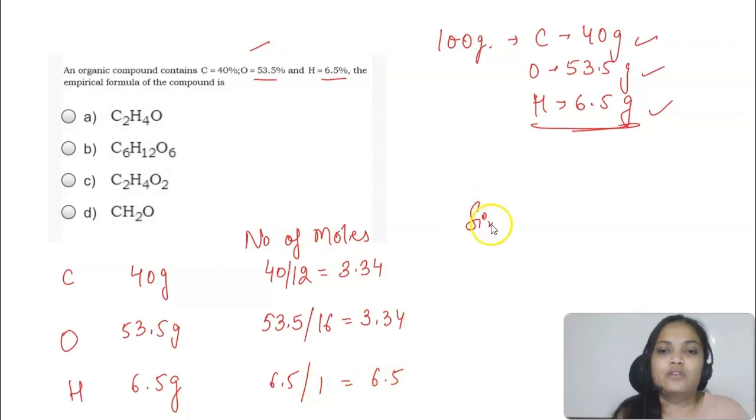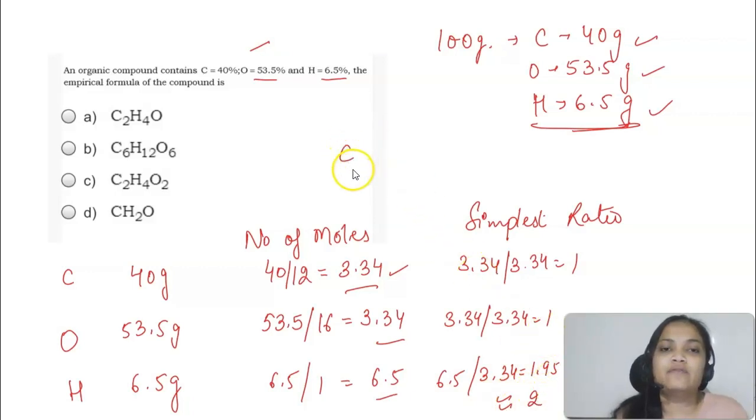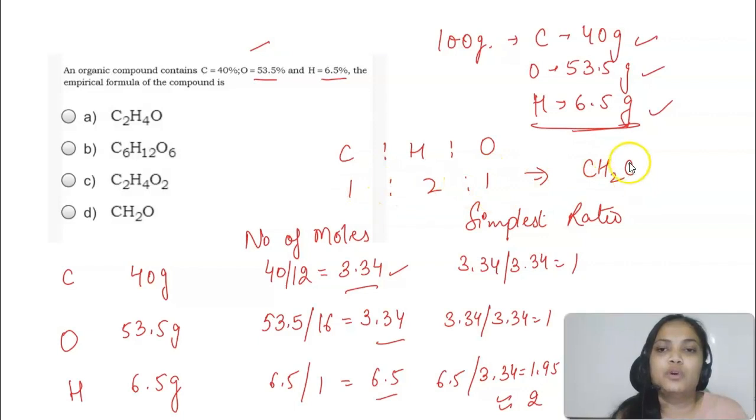Now you know how to find out the simplest ratio. For the simplest ratio, you have to divide these values by the minimum value. So the smallest value is 3.34. So I will divide it here, which is 1. Again 3.34 divided by 3.34, which is 1. 6.5, if you divide it with 3.34, it will come out to be 1.95. So we have to take the whole number values. I can round it off to 2. So clearly I've got carbon, hydrogen, oxygen in the ratio 1 to 2 to 1. So the formula becomes CH2O. Okay, the answer is option D.